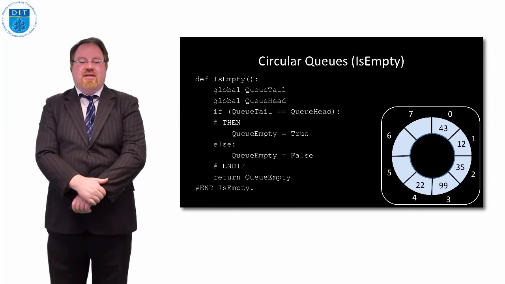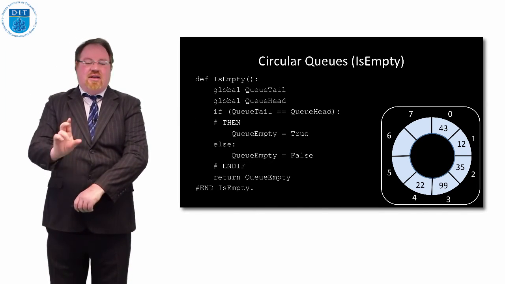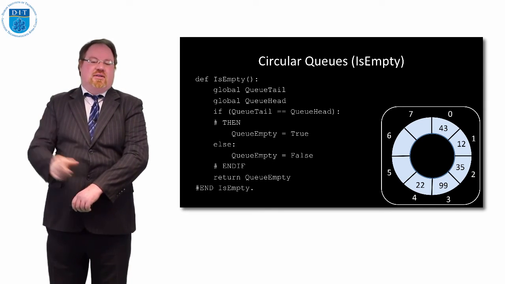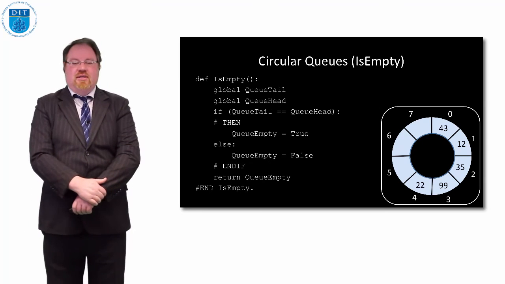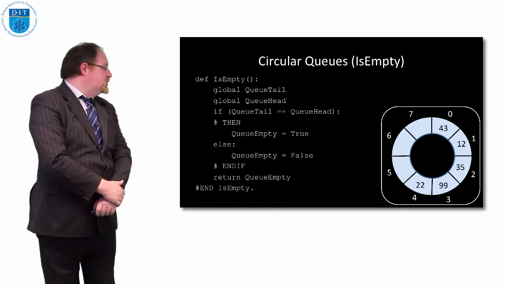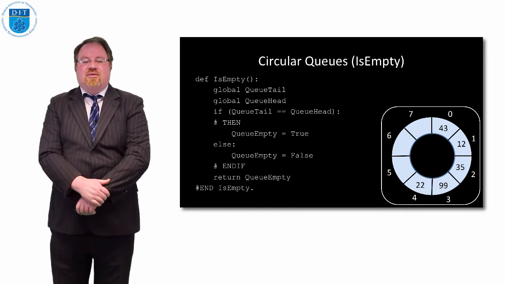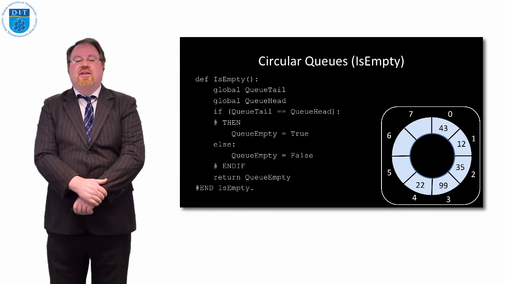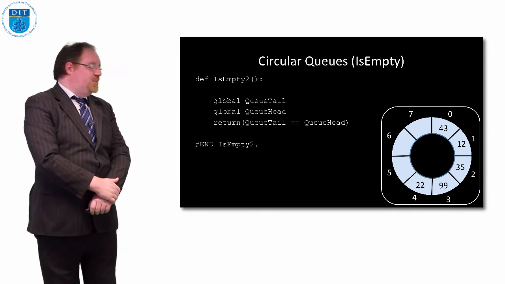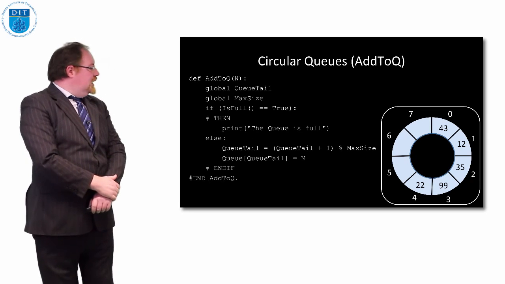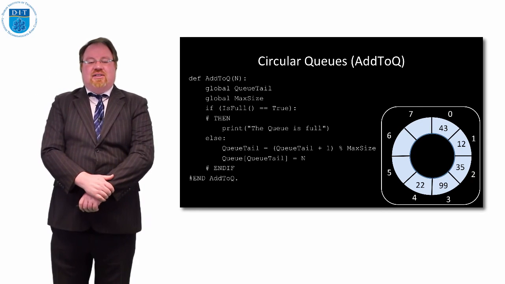How do we check if it's empty? We check if it's empty if the QHead is equal to the QTail. If they're both pointing at the same position, then we know it's empty. And we have a variable called QEmpty, and we set it to true if the head is equal to the tail, and we set it to false otherwise. We can either do it using a Boolean, or we can do it using the shorter way of just saying QTail equals QHead.